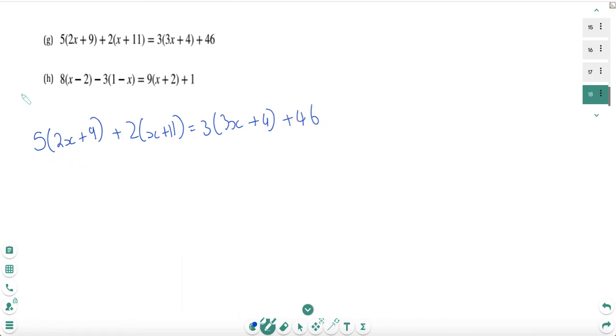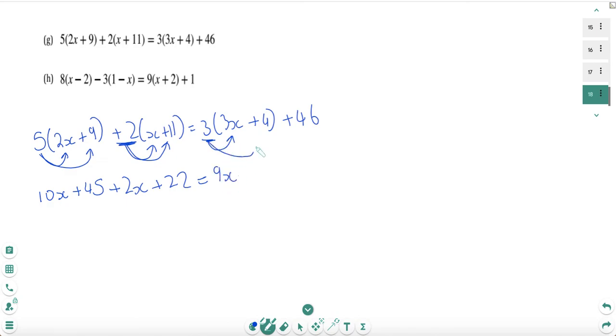Expand the bracket straight away. So 5 times 2x is 10x, and 5 times positive 9 is positive 45. Then it's positive 2 times x is positive 2x. Positive 2 times 11 is positive 22 equals, now here, there's brackets here. 3 times 3x is 9x. 3 times positive 4 is positive 12 plus 46 at the end.